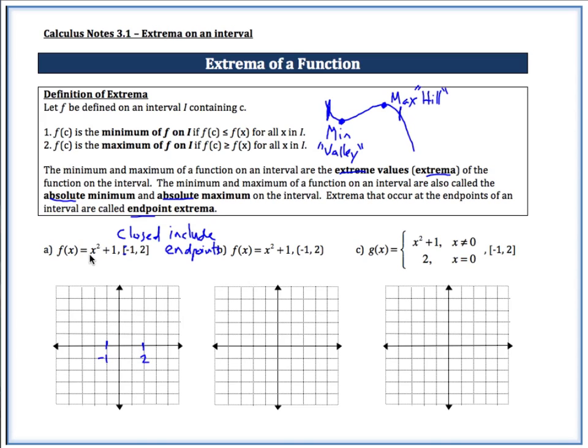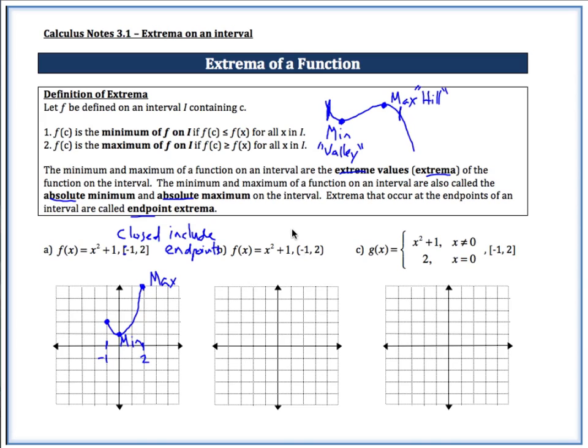And so we're just going to plug in our values here. -1 squared plus 1, that equals 2. And then 2 squared plus 1, that equals 5. And those are going to be closed circles right there. And we're just going to add the point at x equals 0. So 0 squared plus 1 is 1. And because this is a parabola, we're going to draw this just like this. So in looking at this, the minimum is going to be the lowest value, so that's right here. And the maximum is going to be right here at this value. Okay, so we have our min and our max.